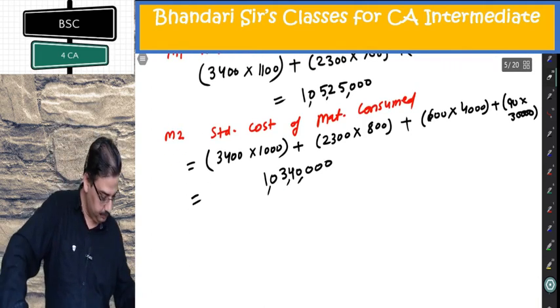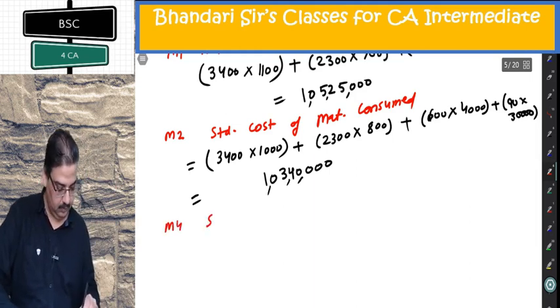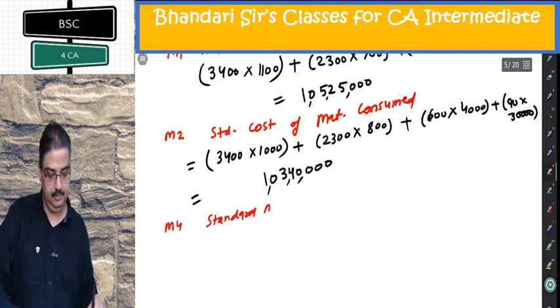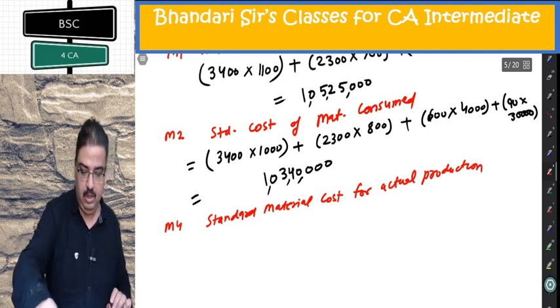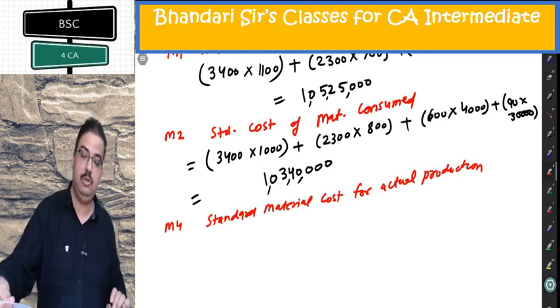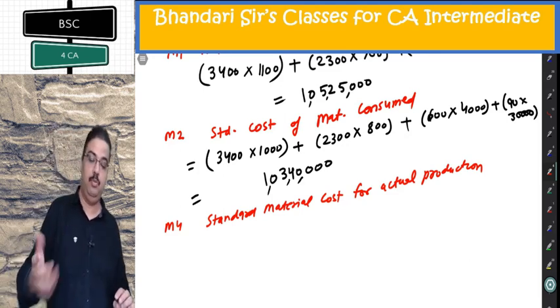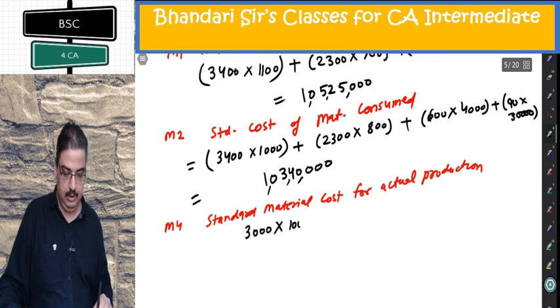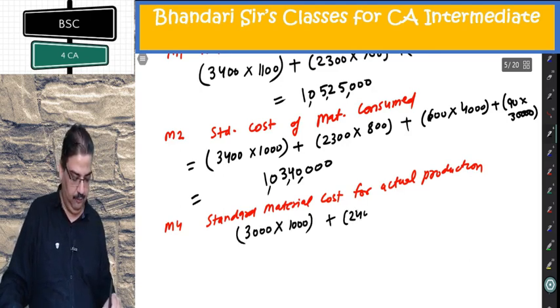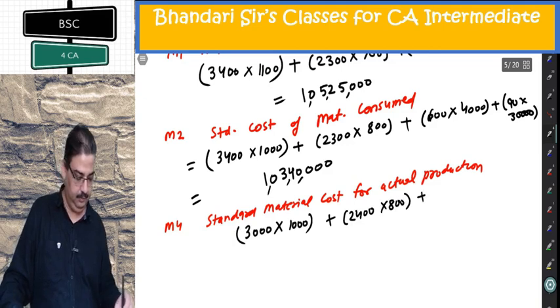M4, standard material cost for actual production. They are making a construction of some building, so unit does not matter. In standard I have to multiply and add. So what I am getting there, 3000 into 1000, 2400 into 800, 500 into 4000, 100 into 30,000.